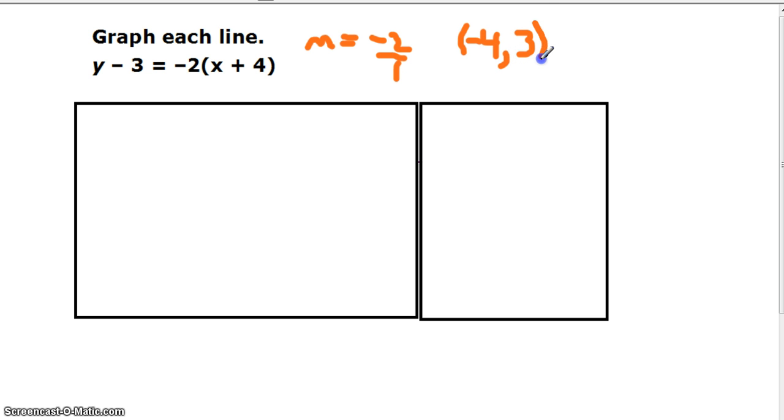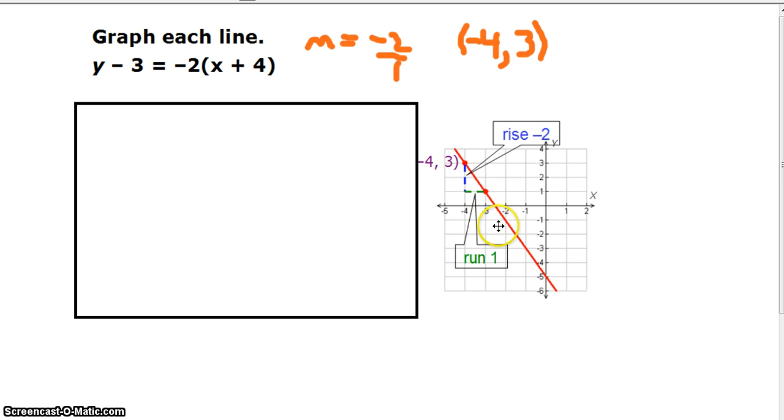Good. So now we're back to where we were in the previous example. We plot our point. Well, actually, in that case, we had a y-intercept. In this case, we don't. We plot the point, and we use slope of -2 over 1. And this is what it looks like. Plot point (-4, 3). There it is. And now we can use a slope down 2, run 1 to find a second point, and draw your line.